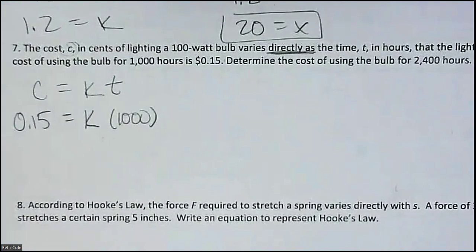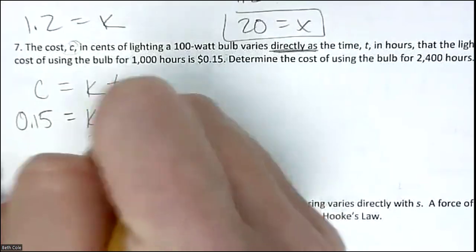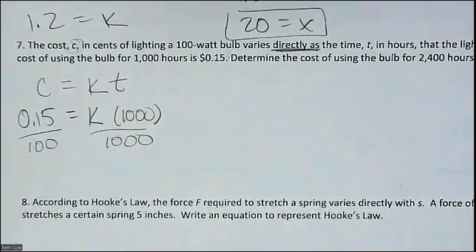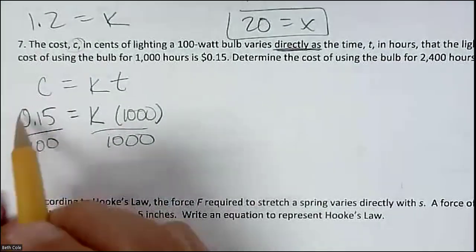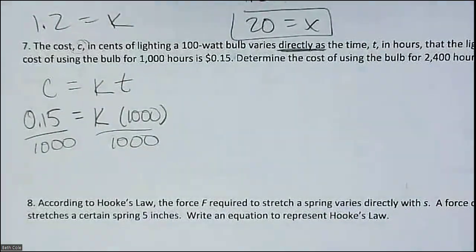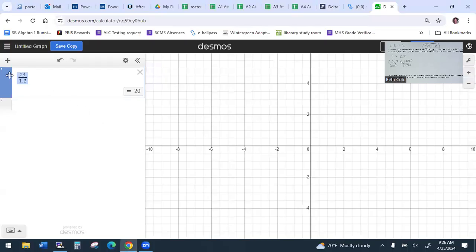Now, what would you do to both sides? Divide by 1,000. Now, I'm going to be real honest. If you put that in the calculator, it's going to be a really, really tiny decimal. So I would probably just leave it like that. There's nothing wrong with 0.15 divided by 1,000. I'm just going to leave it that way. Here, I'll show you. What is it? 0.15 divided by 1,000.